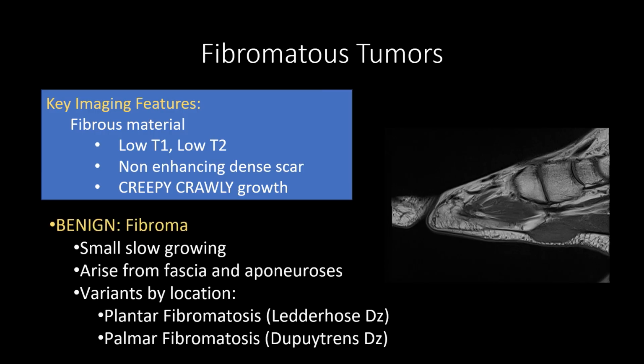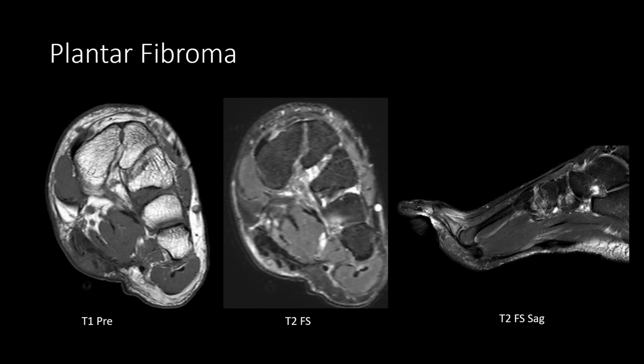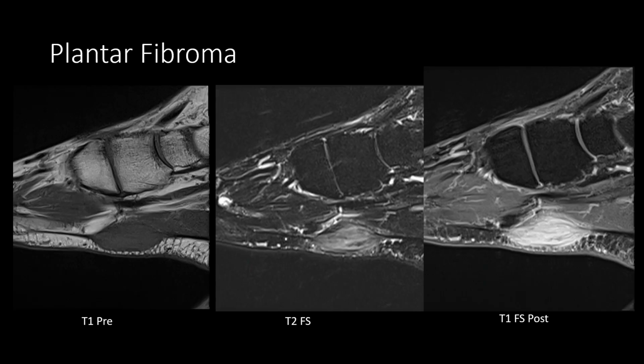So what is a benign fibrous tumor? It's a fibroma. This is a slow-growing mass, typically in the plantar fascia, but you can also see it in the palm as well. Here's a typical plantar fibroma. You can see these areas of low T1, low T2, fibrous material scattered throughout this lesion. But most importantly, its location here. It's located in the aponeurosis of the plantar fascia, cinching that diagnosis.